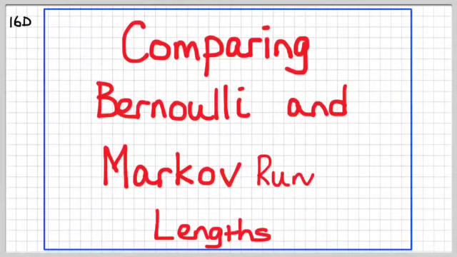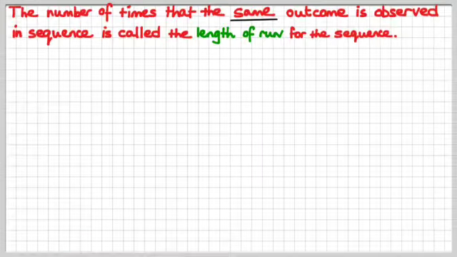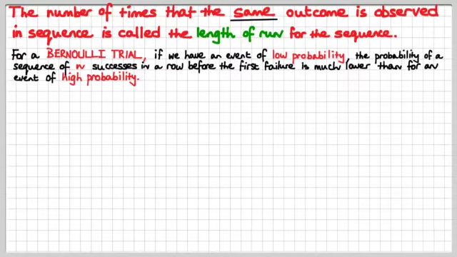Guys, let's compare Bernoulli and Markov chain run lengths as we finish off our foray into the land of conditional probability and the Markov chain. It's a very interesting way to finish, so I hope you'll enjoy it. Now, the number of times that the same outcome is observed in sequence is called the run length, or the length of the run for that particular sequence, okay?